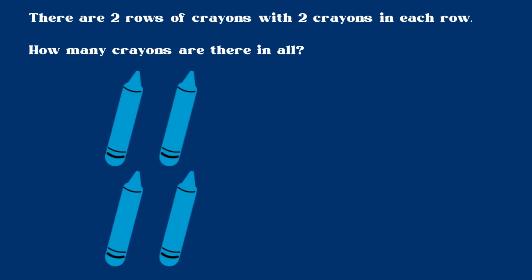Here we have 2 rows of crayons with 2 crayons in each row. How many crayons are there in all? Count the number of crayons. 2 times 2 equals 4.